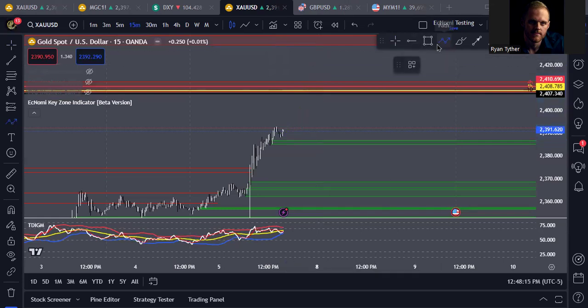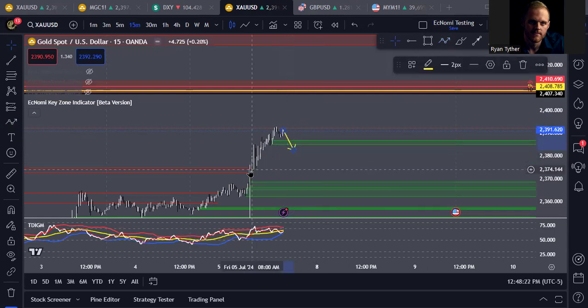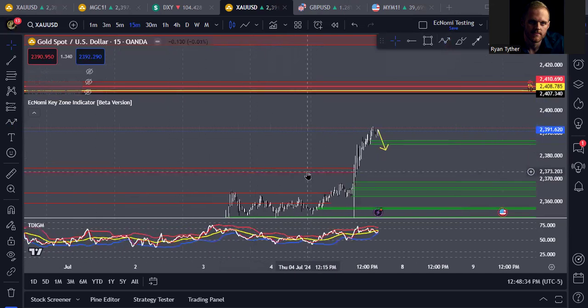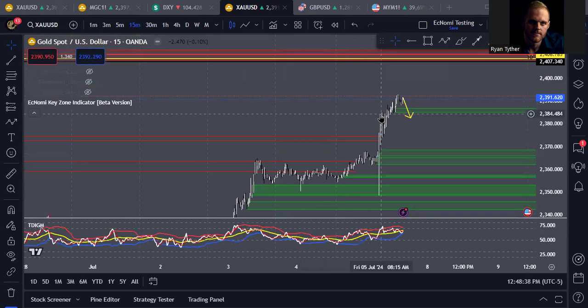So you want to wait for the confirmation of these demands being broken. Once they break, see this line right here? See how it's not filled in? That shows you that there was a supply right here that broke, right? So if a supply broke, this would essentially be considered a break of structure or a change of character on those higher time frames as we continue to go forward.